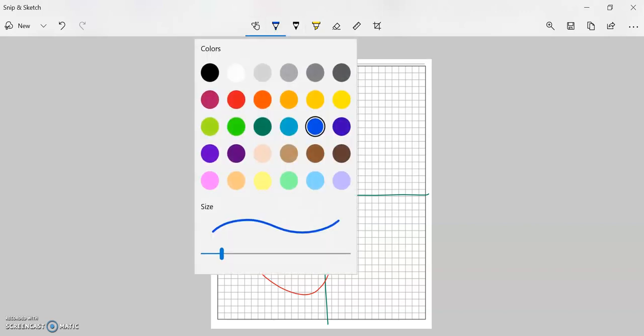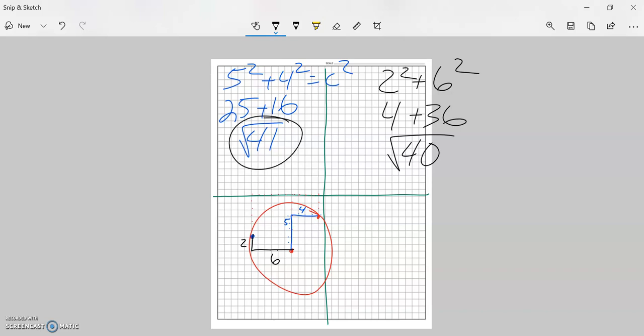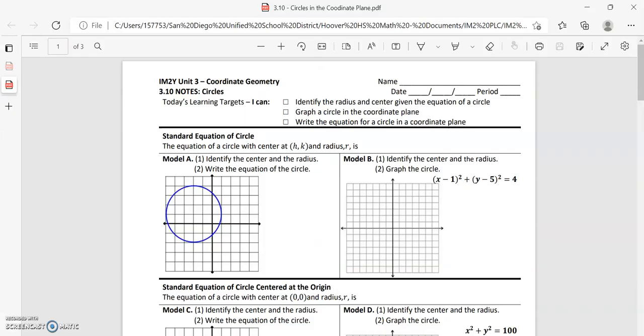Now let's go to our other one. Let's do it in black. So we're going to go down 2 and over 1, 2, 3, 4, 5, 6. So we get 2 squared plus 6 squared, that's 4 plus 36, which is 40. And the square root of 40. So our radius is the square root of 41, and our point is smaller. So we are once again on the inside of our circle.